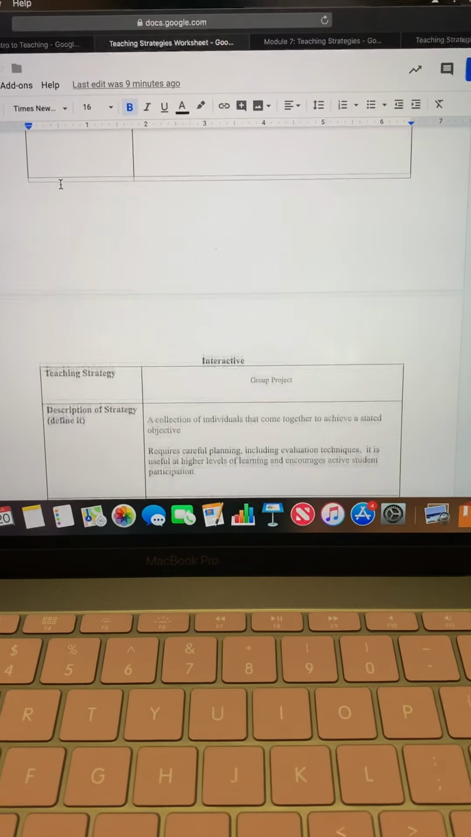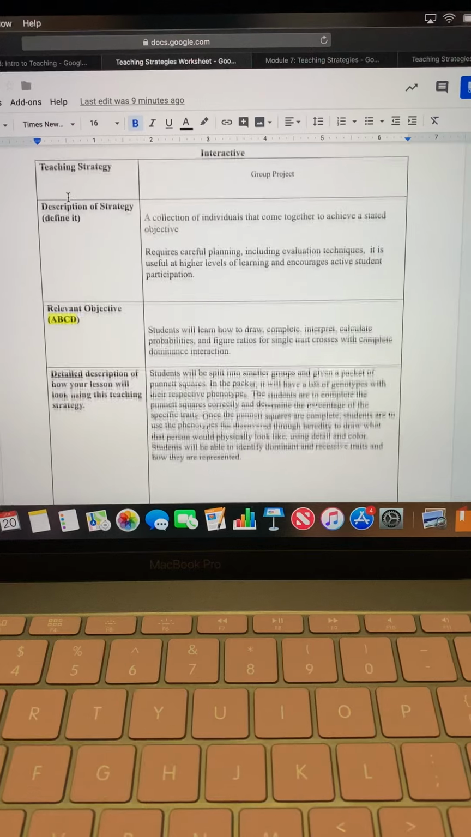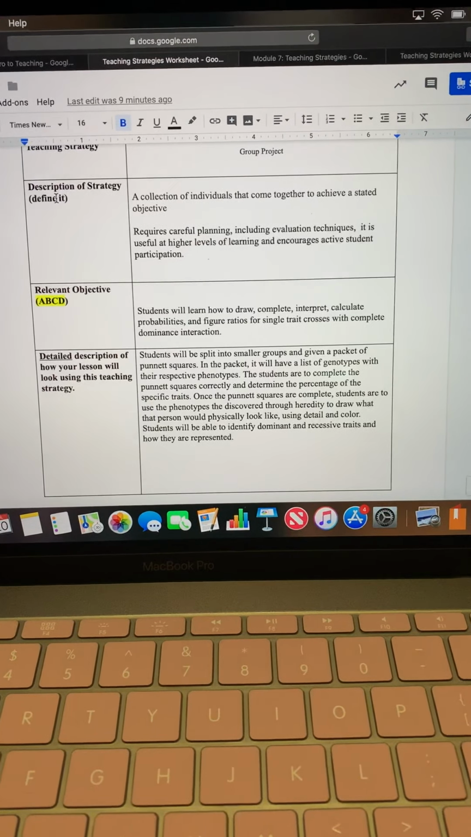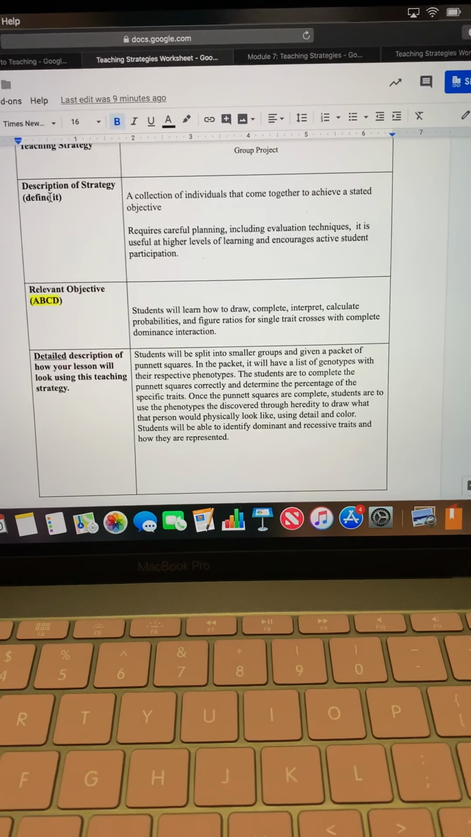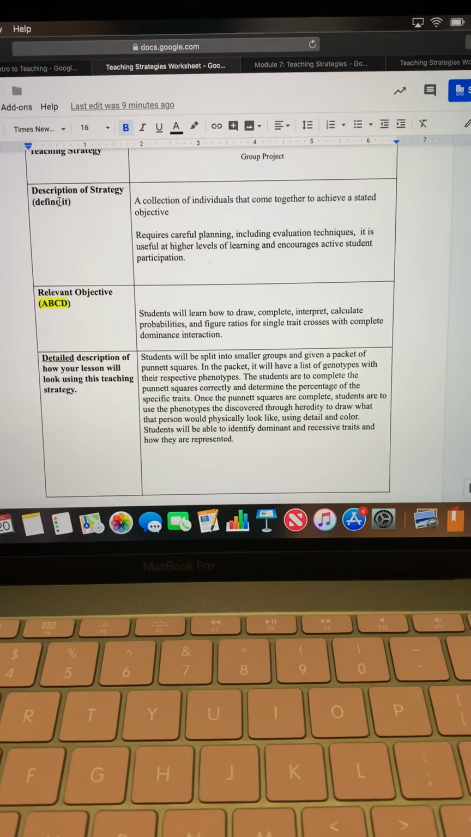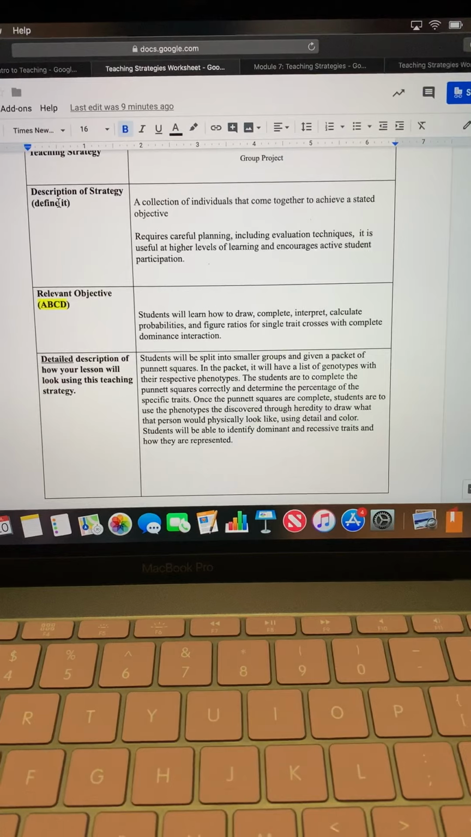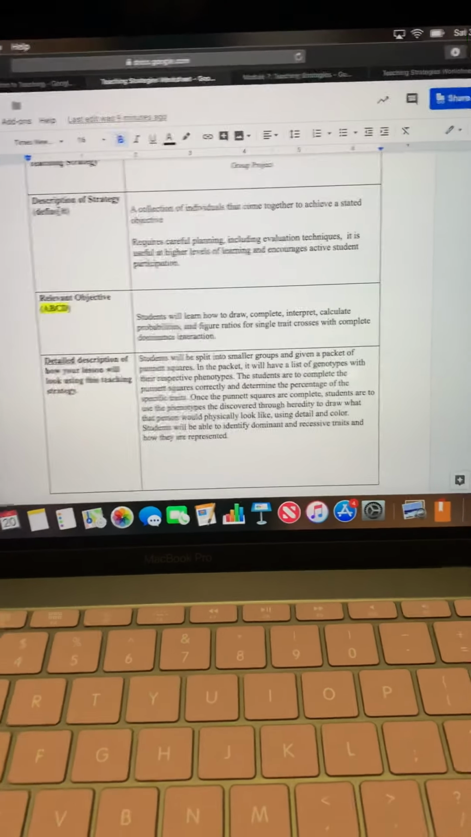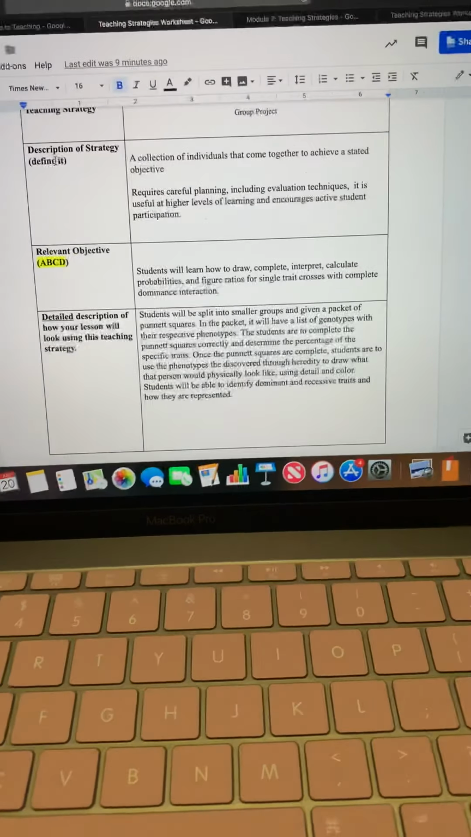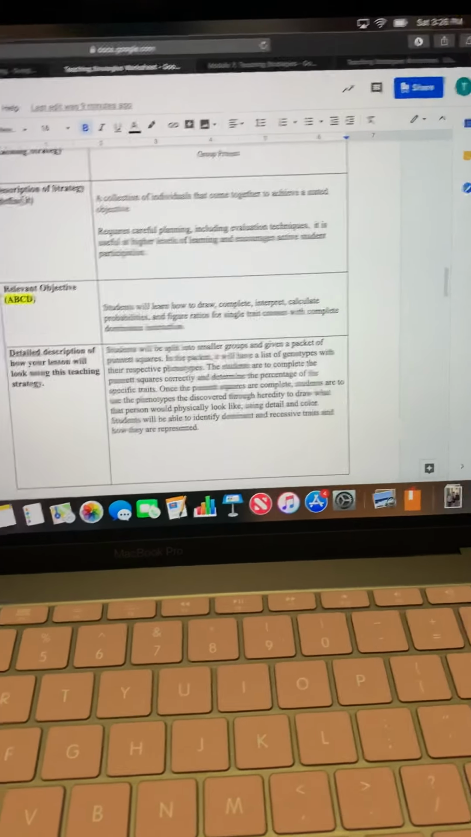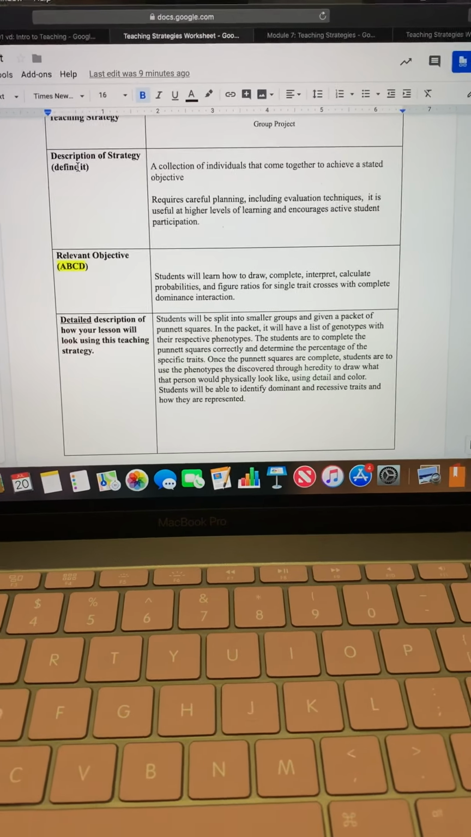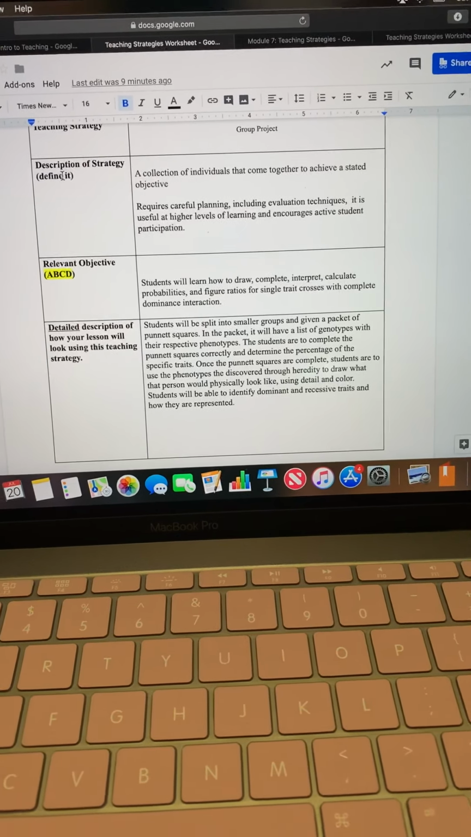The second one I chose was the group project. For the group project, I decided that I would have a Punnett Square packet, and students will learn how to draw, complete, interpret, calculate probabilities, and figure ratios for single trait crosses with complete dominance interaction. So I felt like Punnett Squares were a really crucial thing for them to learn, especially when it came to determining their own heredity and what traits could have been passed down to them from mom or dad.